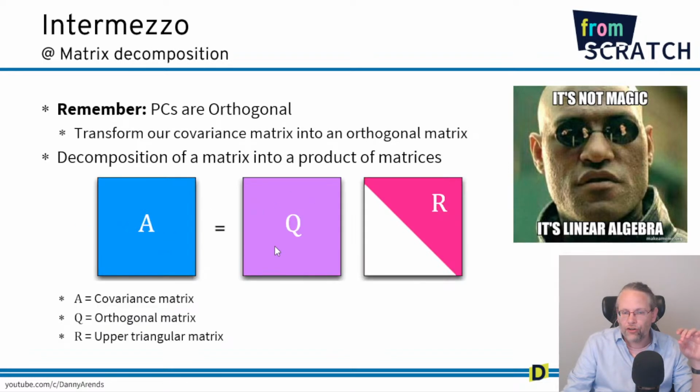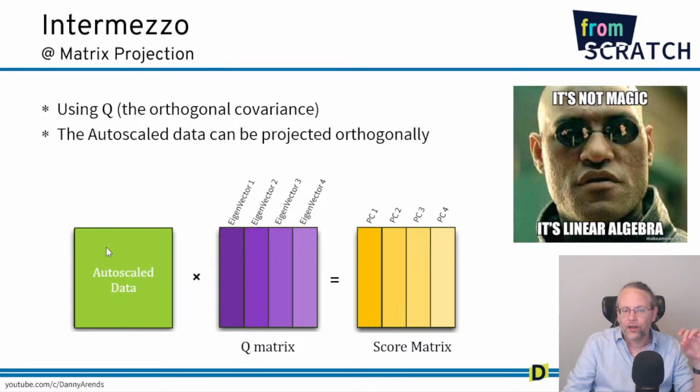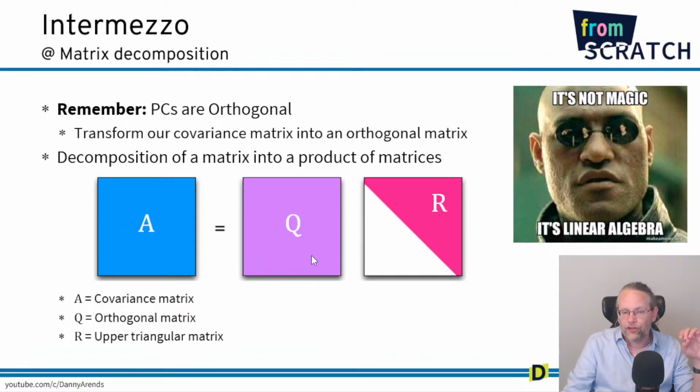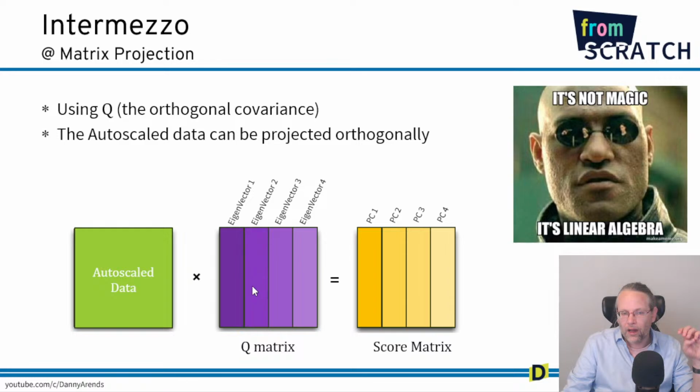Because matrix Q is orthogonal, if I take my autoscale data and multiply it by the Q matrix, I end up with a score matrix, and the score matrix is the principal component matrix, because the first principal component is in the first column, the second principal component is in the second column, right? Because Q is a big matrix, it will have the eigenvectors. That is how we compute it. So we can take the autoscale data and project it using the Q matrix, and now we have our principal components, right?